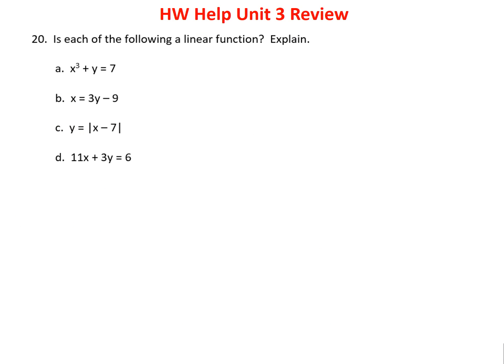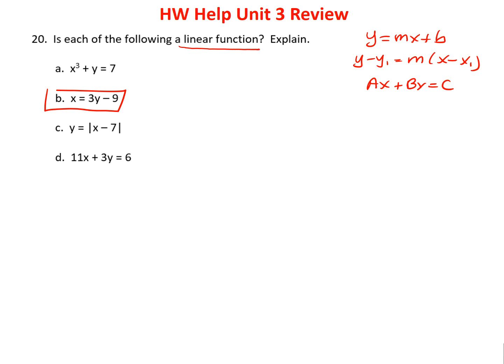Problem 20 is kind of a vocabulary question that actually goes back to last unit. The question is, is each of these a linear function, and explain? Well, we've been looking at linear functions, and we've seen them in a couple of forms. We've seen them in the slope-intercept form. We've seen them in the point-slope form. And we've seen them in the standard form. So if we see anything in these forms, we know they're linear. So for example, here is slope-intercept, so that's one. Here is the standard form.